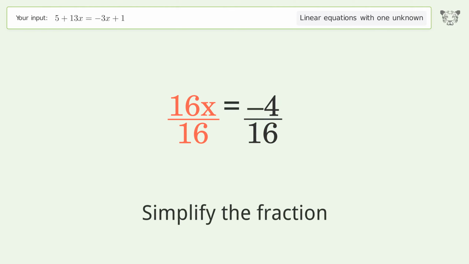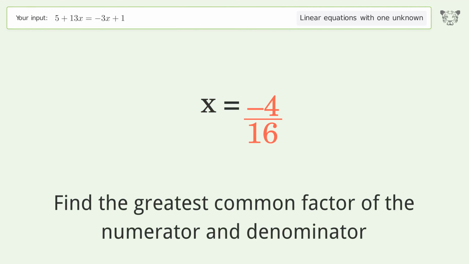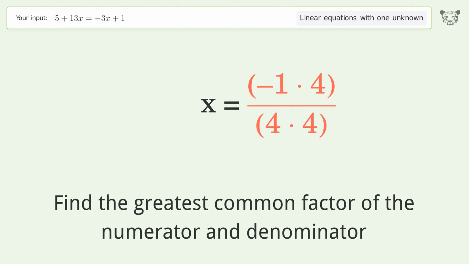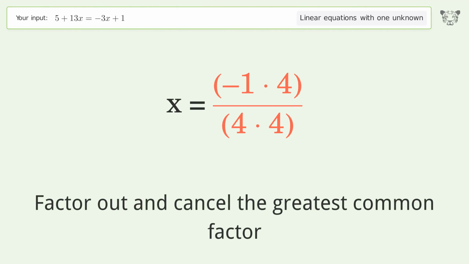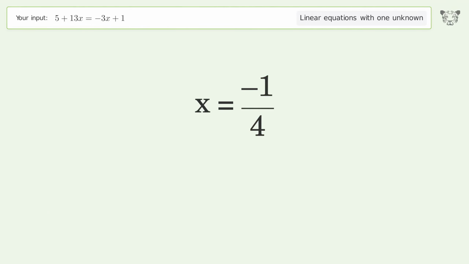Simplify the fraction. Find the greatest common factor of the numerator and denominator. Factor out and cancel the greatest common factor. And so the final result is x equals negative 1 over 4.